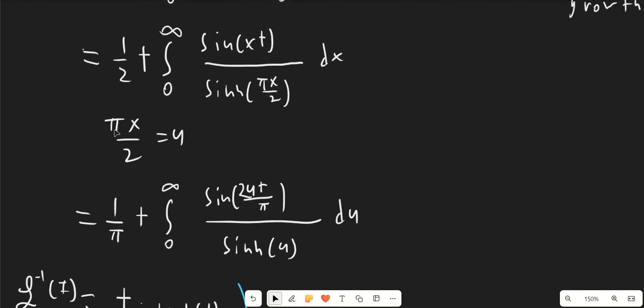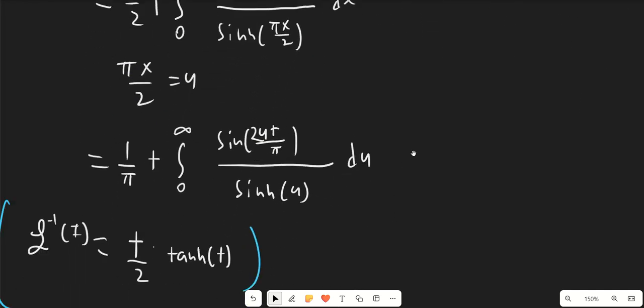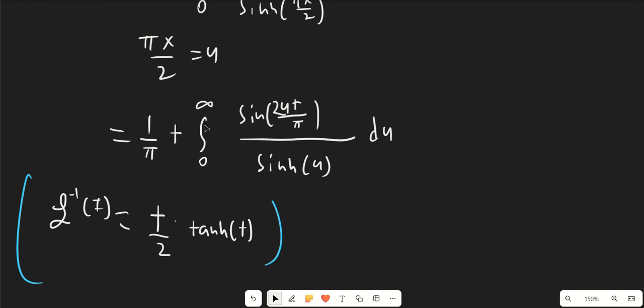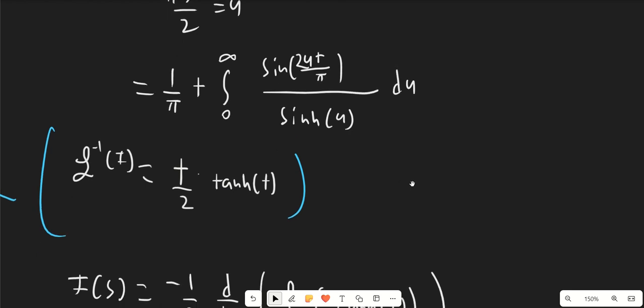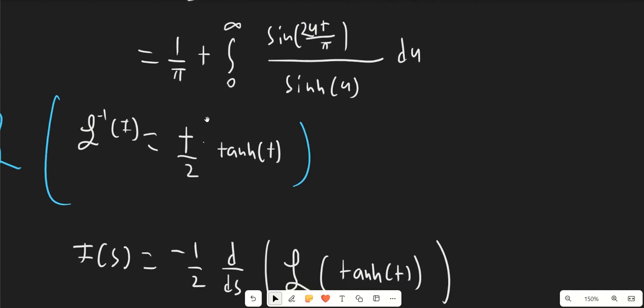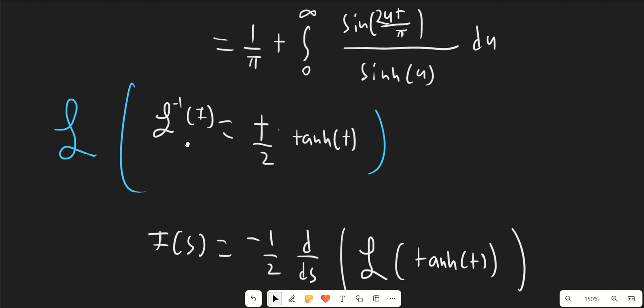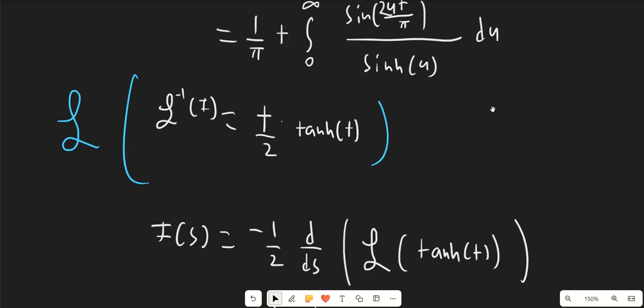So once we substitute πx/2 to be u, we get 1 over π times t times the integral from 0 to infinity of sine of 2ut/π over sinh u. Then again, just plug in that formula that we have from earlier. In this case, our a value is 2t/π. And so we're overall going to get the inverse Laplace transform of I being t/2 times hyperbolic tangent of t. So now we just have to take the forward Laplace transform.